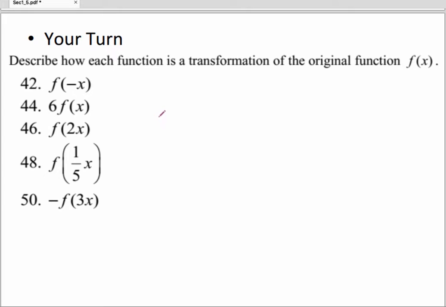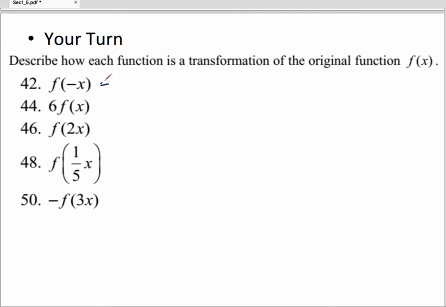So 42. Describe each of the function as a transformation of the original function f of x. In other words, what happened? What will it do? So these are all new g of x's, let's say. What will g of x look like with respect to the original function? So again, we need words here. That's the only thing we're going to answer with, not graphs or anything.